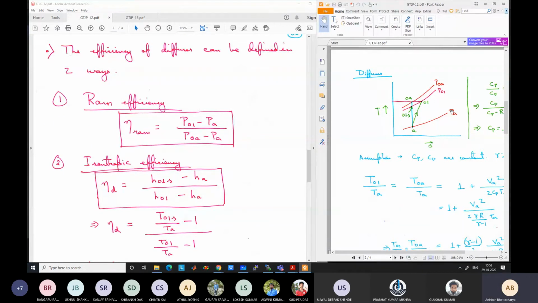So this isentropic efficiency is defined as (h01s - ha) / (h01 - ha), which is equal to (h01s - ha) / (h0a - ha). If you remove the Cp values, the isentropic efficiency can be defined as (T01s - Ta) / (T01 - Ta), or (T0a - Ta). And if P01 is lower, obviously T01s will be lower and efficiency will be lower.